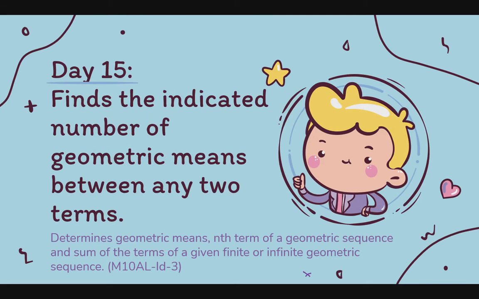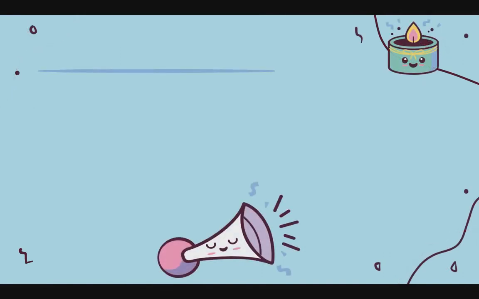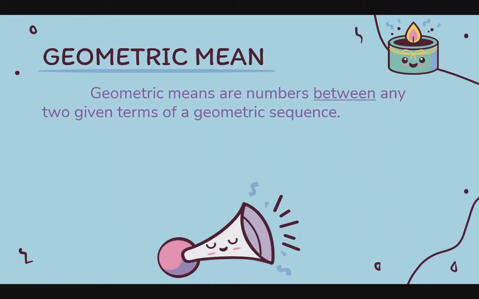Today's learning objective is to find the indicated number of geometric means between any two terms. Now, let's define geometric mean. Geometric means are numbers between any two given terms of a geometric sequence.